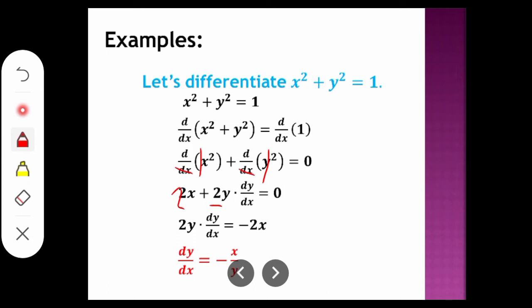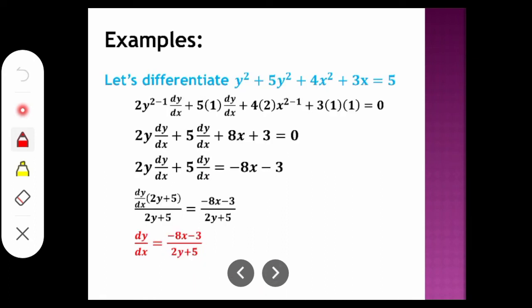Now we need to factor out, so 2y times dy over dx equals negative 2x, since 2x is moved to the other side, so it becomes negative. So we can come up with the answer dy over dx equals negative 2x over 2y. So this is our answer.